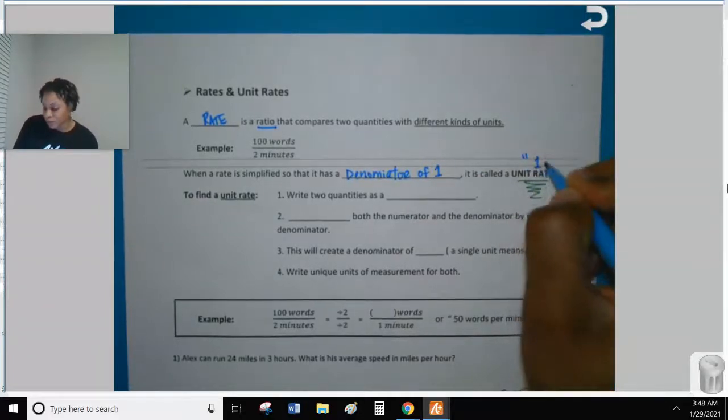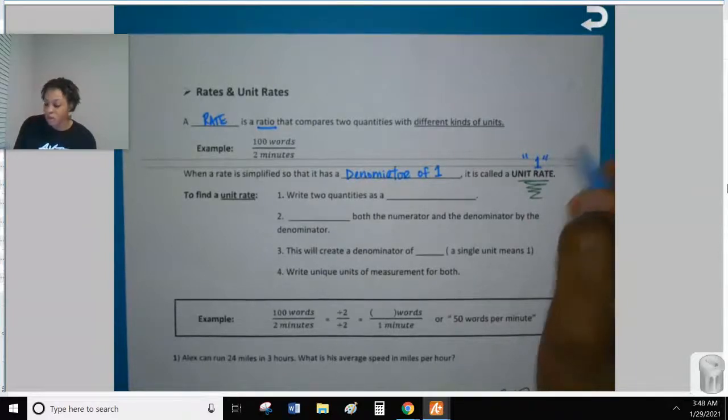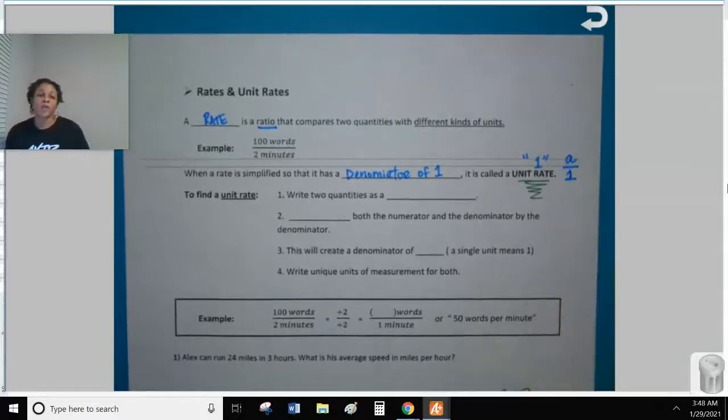Unit, when we talk about unit, we're talking about 1. Unit rate is 1. So in a fractional form, our denominator would be 1. When a rate is simplified so that it has a denominator of 1, it is called a unit rate. We have unit rate many times when we're talking about how much the bananas are per pound. That's 39 cents per 1 pound. That's a unit rate. When you're paying $2.12 per gallon, that's unit rate. When we're talking about how much you pay for electricity per kilowatt hour, that's unit rate.